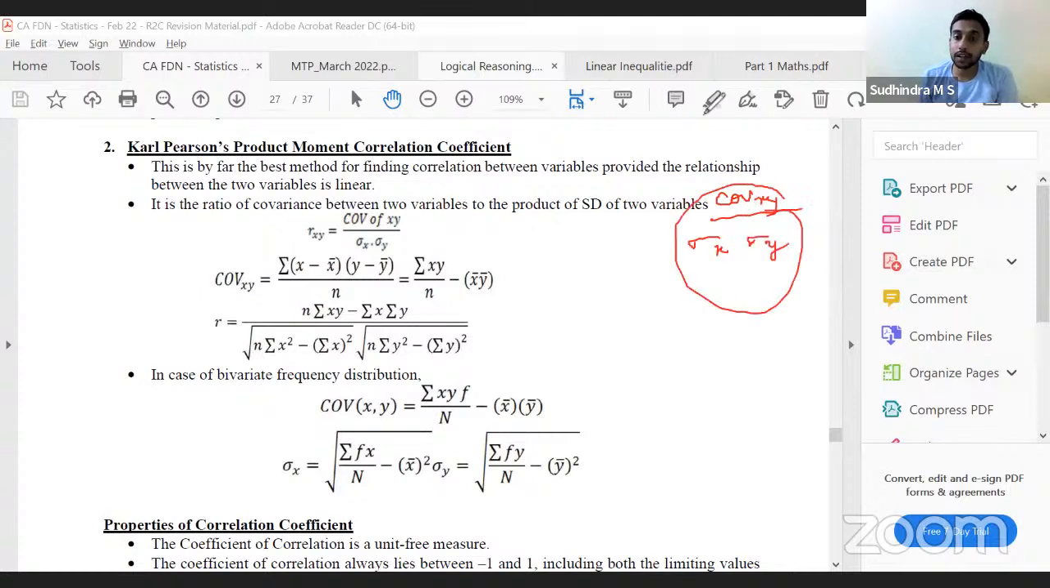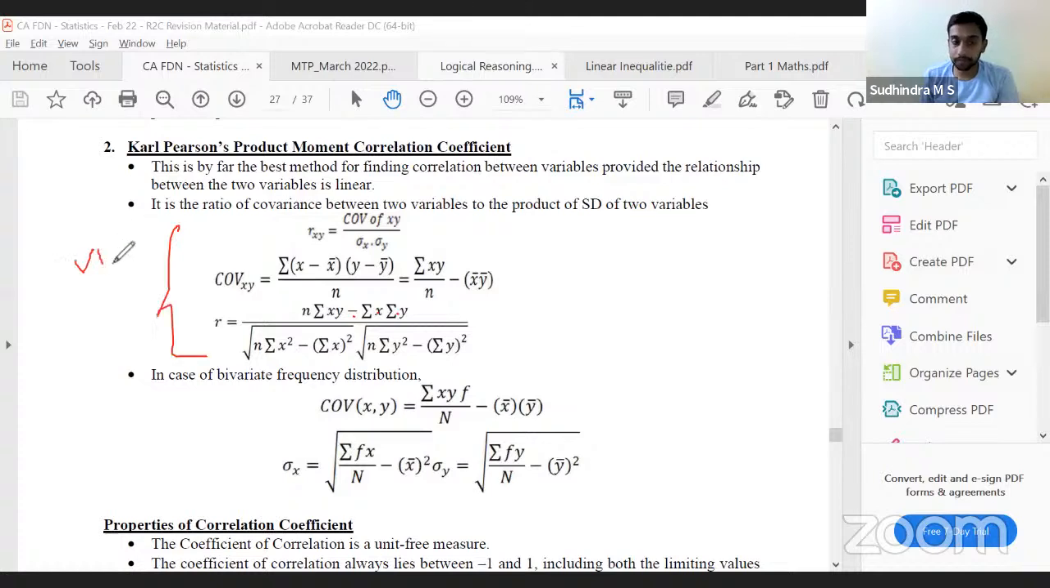Now, this can be further expanded. The formula can be expanded to summation (x minus x bar)(y minus y bar) by n, or n summation xy minus summation x into summation y, whole divided by root of [n summation x square minus (summation x) the whole square] into [n summation y square minus (summation y) the whole square]. Very important formula, the formula of Karl Pearson's correlation coefficient. This is, obviously, for ungrouped data.